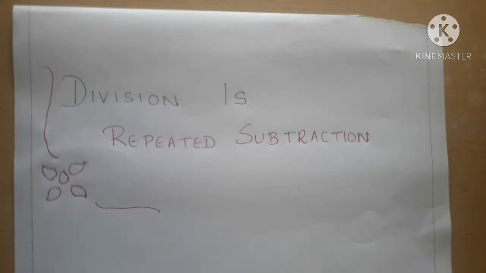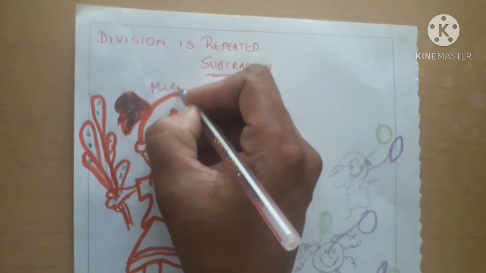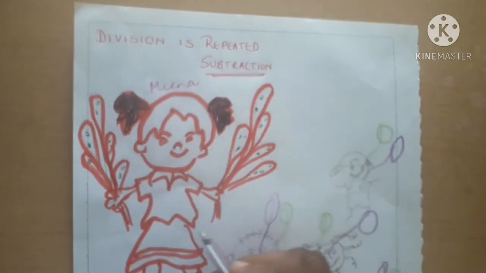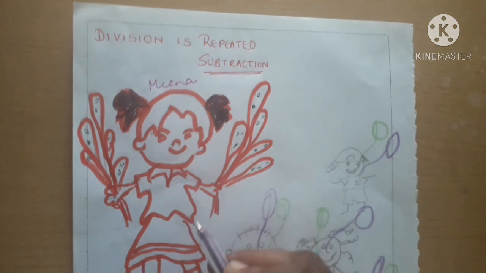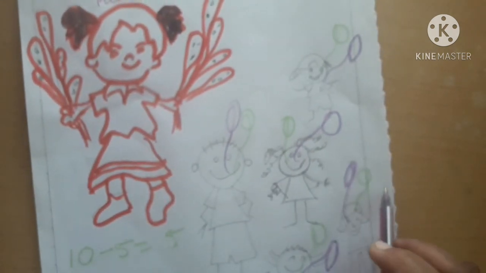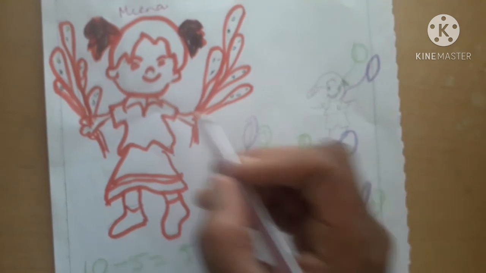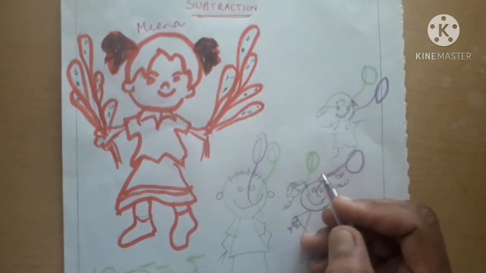With this, we start our new topic, division as a repeated subtraction. She is Meena. She is having 10 balloons and she decided to give these balloons equally to 5 of her friends. Now, what she starts with, first she shares one balloon to each of her friends.